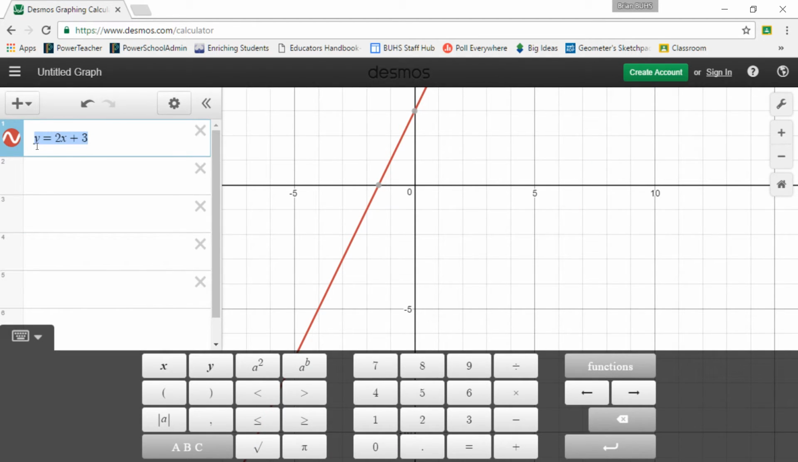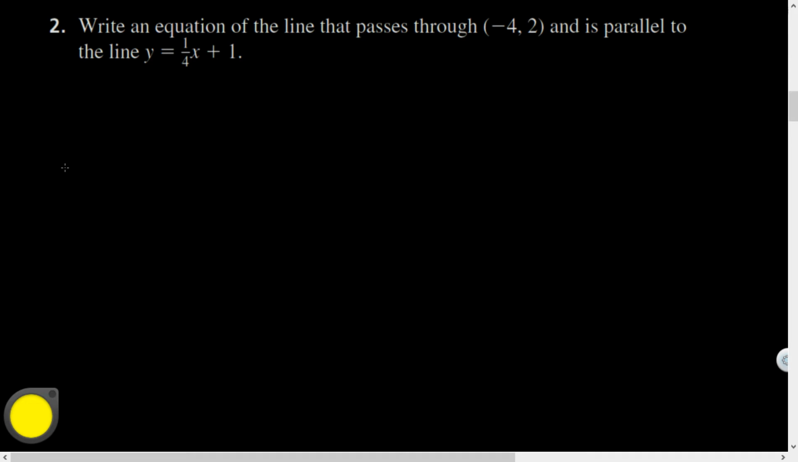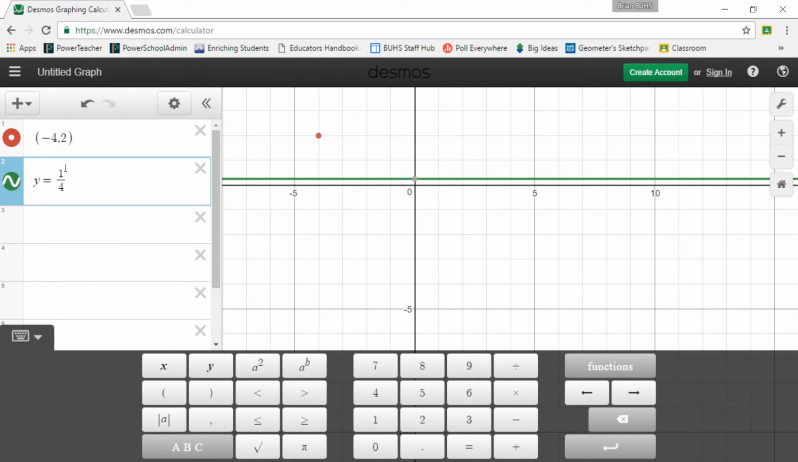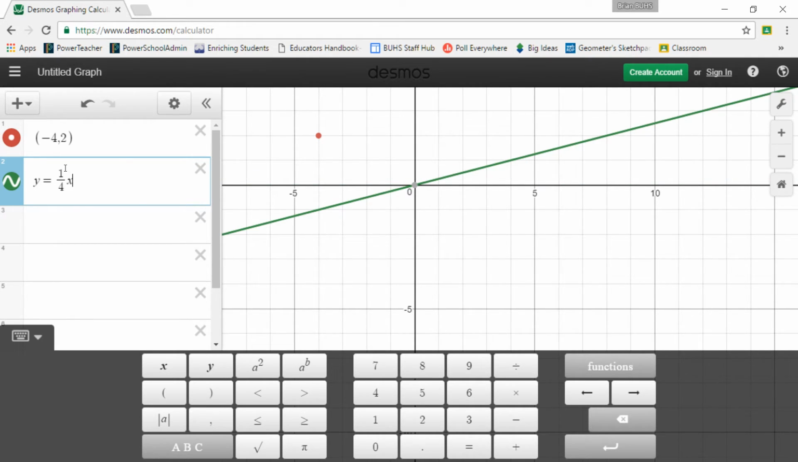So negative 4, comma 2. Oh dear. Is that negative? That is not negative. There we go. All right, there's negative 4, 2. Plotted the point. Oh, it's red this time. And the line is y equals 1/4 x plus 1.